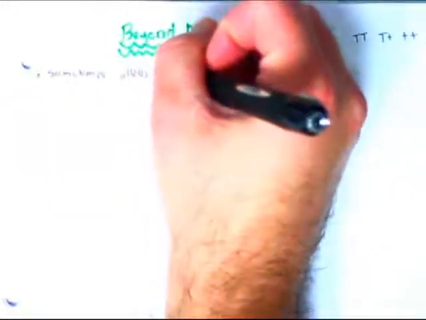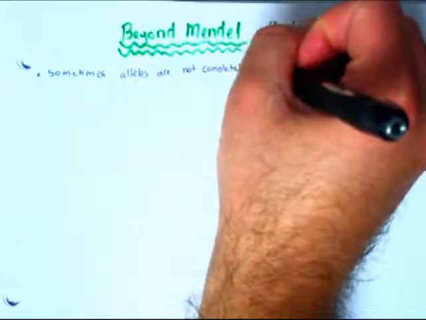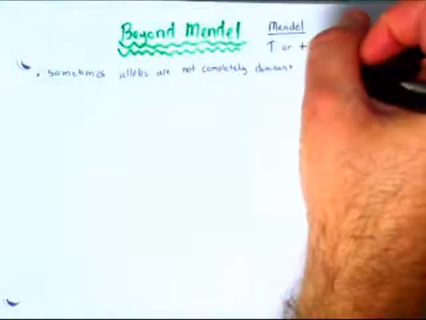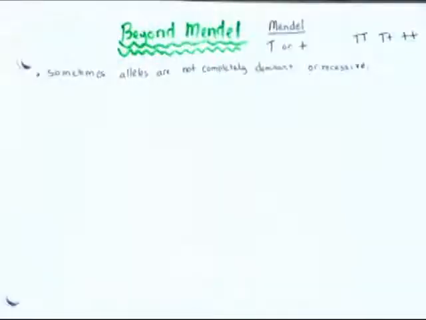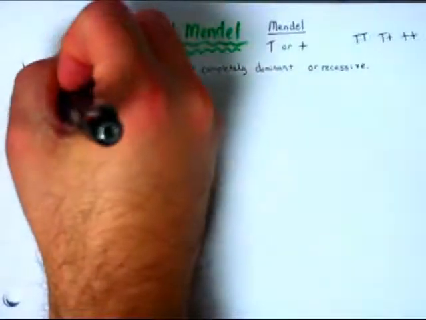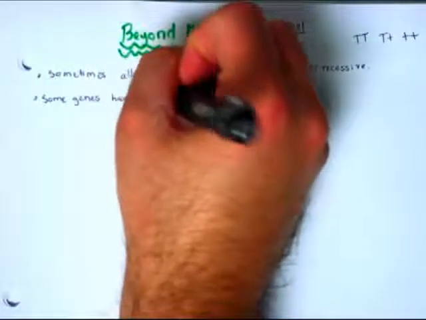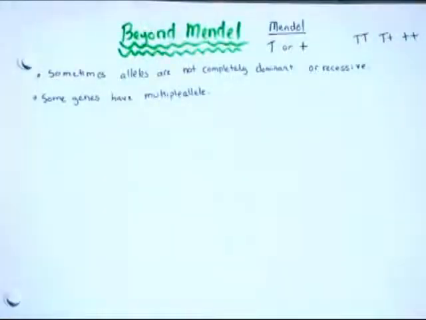So, some differences between Mendel stuff and what really is the case. Sometimes alleles do not have to be completely dominant or recessive. Sometimes there's more than just two alleles. So in the case of some genes, there are multiple alleles. An allele is a form or a version of a gene. And so in some cases, it could be expected to have multiple alleles.